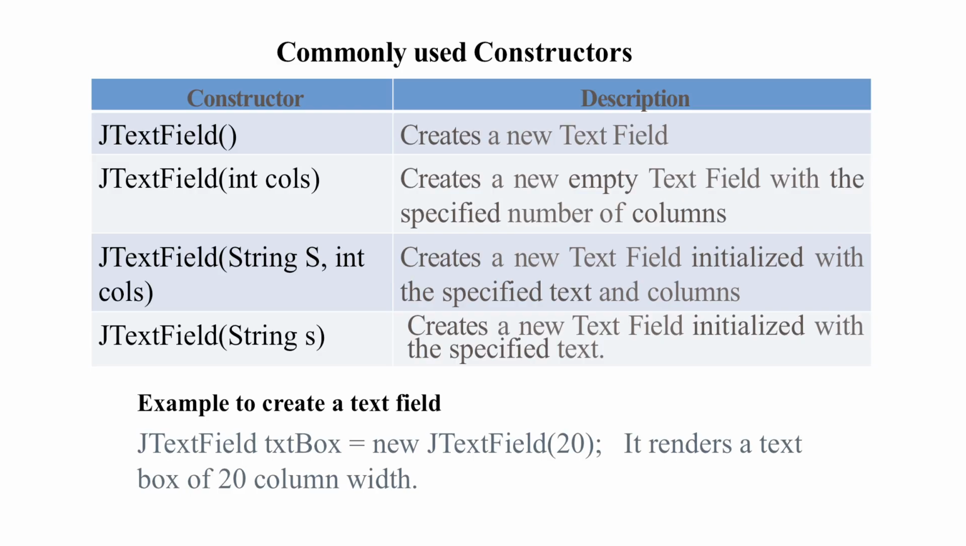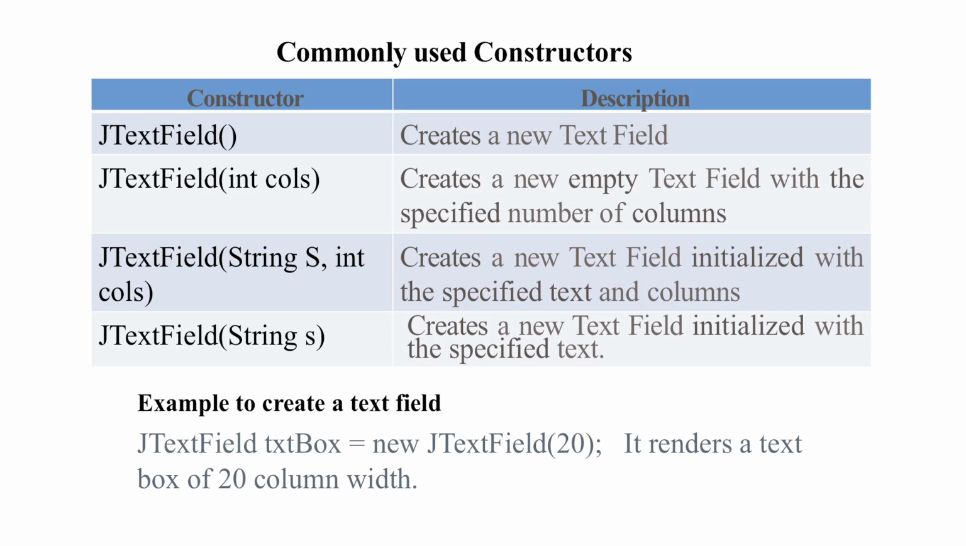Now we have different constructors used with JTextField: JTextField(), then JTextField(int columns), the specified number of columns. JTextField(String s, int columns), here the number of specified columns along with the text. Then JTextField(String s), that means with some text.